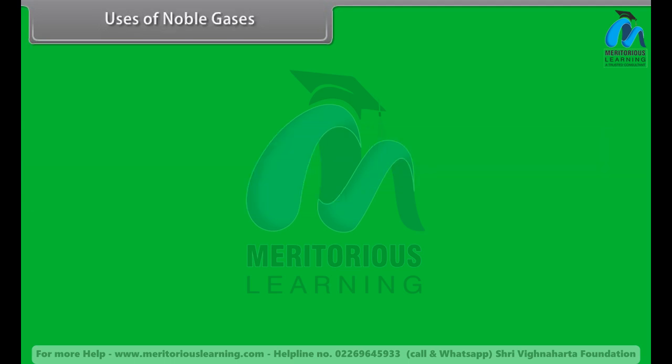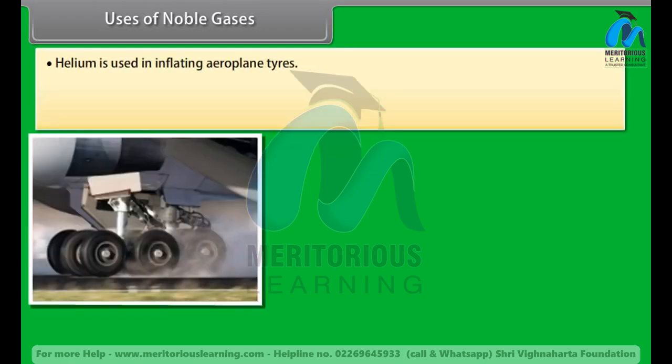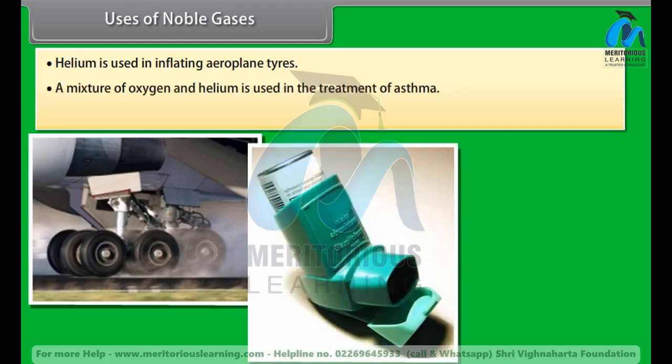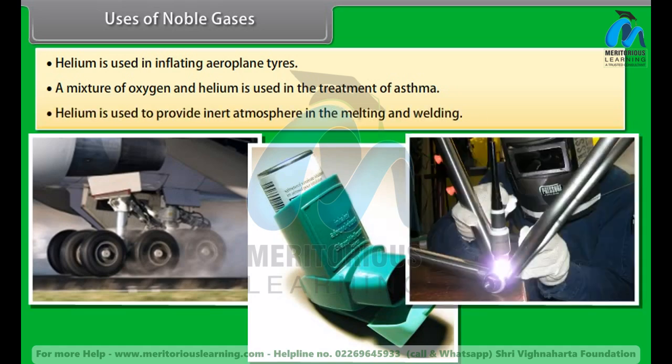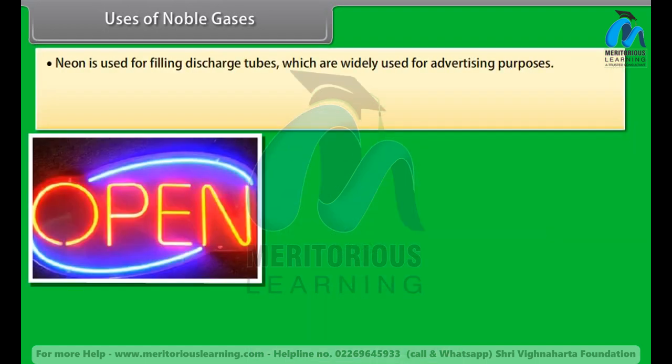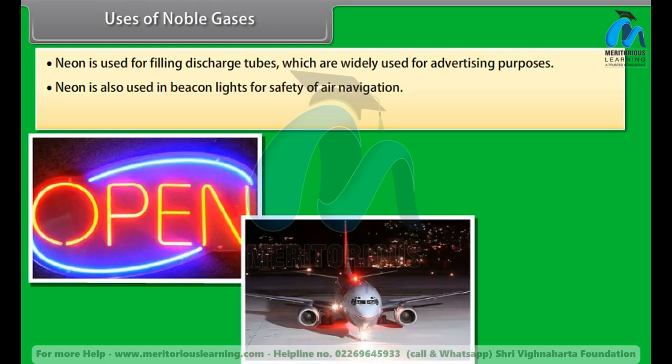Uses of noble gases. The important uses of noble gases are the following. Because of the lightness of helium, it is used in inflating aeroplane tyres. A mixture of oxygen and helium is used in treatment of asthma. Helium is used to provide an inert atmosphere in melting and welding. Neon is used for filling discharge tubes which have characteristic colors and are widely used for advertising purposes. Neon is also used in beacon lights for safety of air navigation, as the light possesses fog and storm-penetrating power.